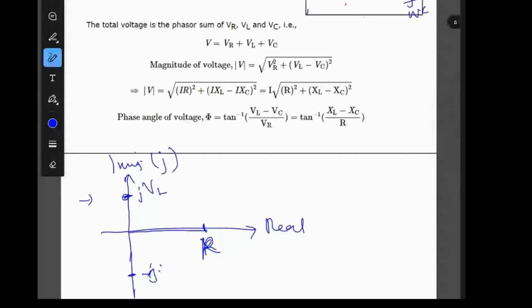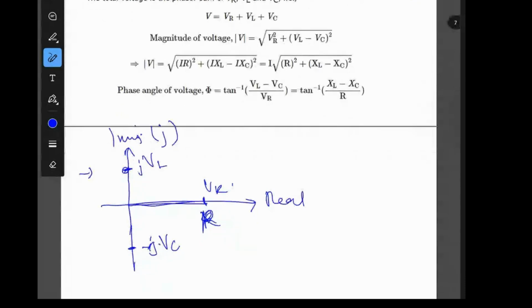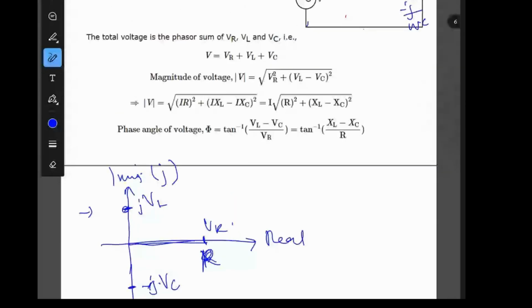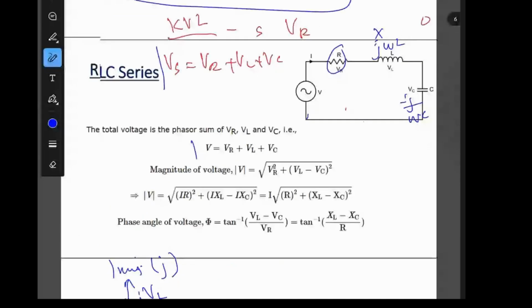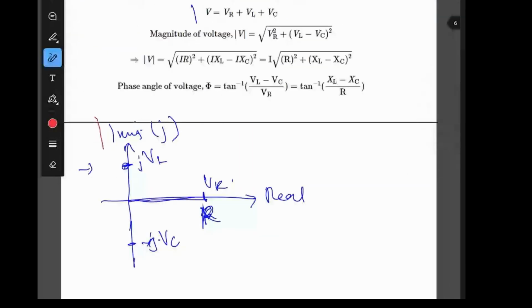So now voltage. VL is here, VC is here, and also VR is here. So it forms a triangle. So the magnitude of VR is equal to... Okay, voltage source is equal to VR plus VL plus VC. So where is VR? VR is here.